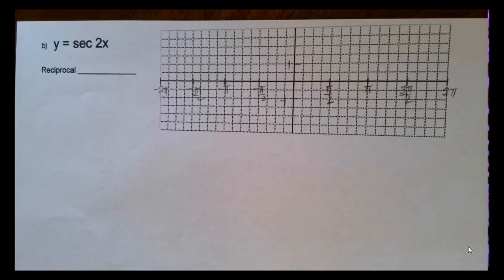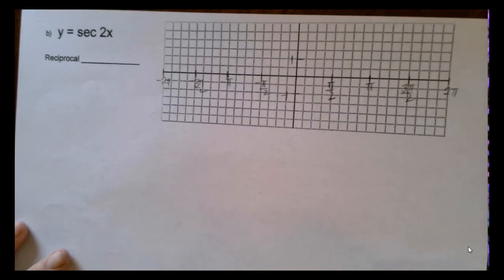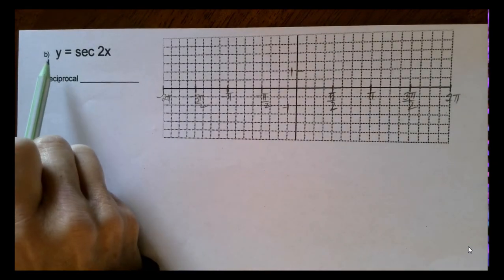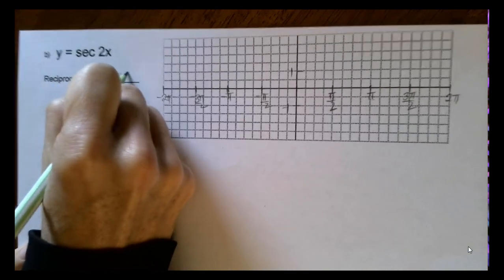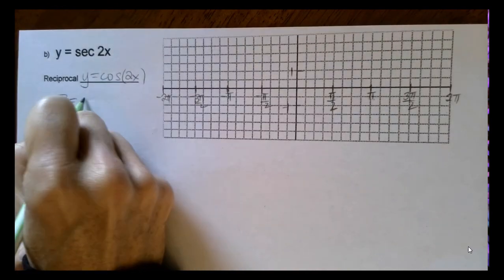Okay, now we're going to do part B. I've already set up my scale the same as the first one. Make every 4 pi over 2 and go up 2 for 1 and down 2 for negative 1. So the reciprocal of y equals secant of 2x is y equals cosine of 2x. So now the b value is 2.